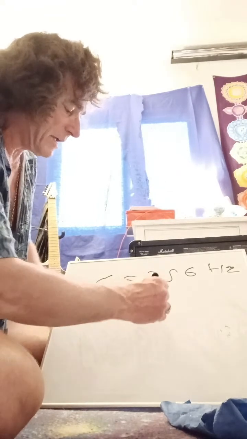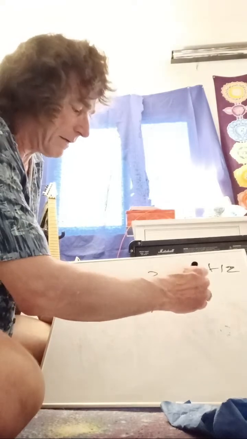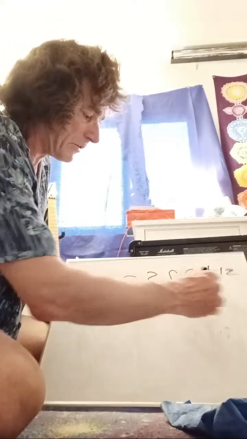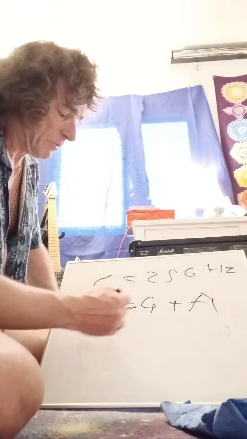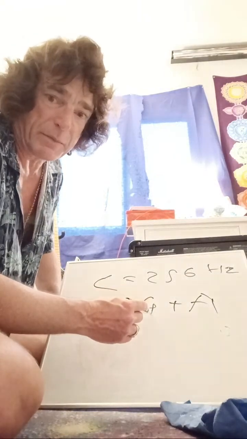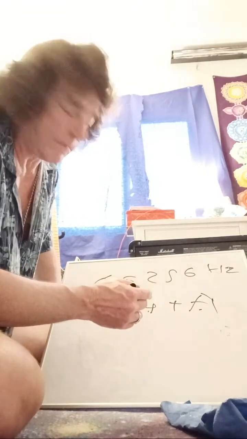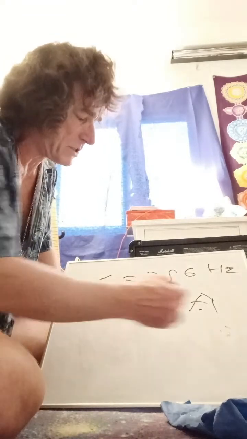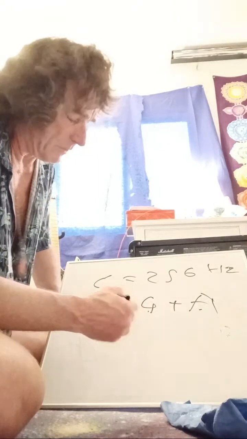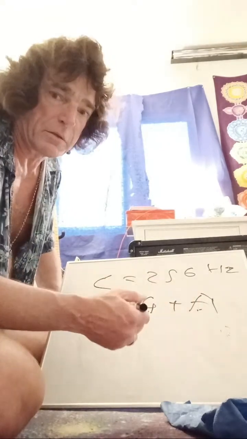So you'll see that C to A is equal to C to G, then plus G to A. I'm going to do it in two parts. If you go from C to G, that's a perfect fifth, that's 7 half steps. And then if you go from G to A, that's 2 half steps, and that would be a major 6th above the C, because a major 6th is a perfect fifth plus a whole step.